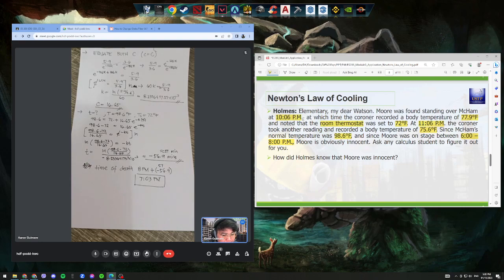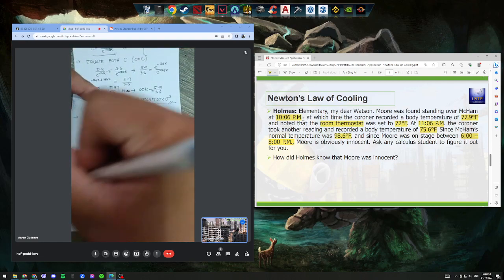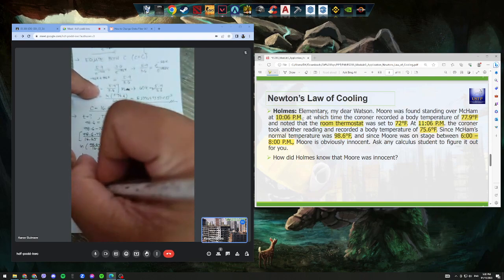So from 8 p.m., how many minutes before or after, we still don't know, until Mackham's body temperature was 98.6 degrees Fahrenheit. It turned out that if our answer is positive, he died after 8 p.m. But if our answer is negative, he died before 8 p.m. Since it is negative, he died at 7:03 p.m. Therefore, our conclusion is that Moore is innocent.